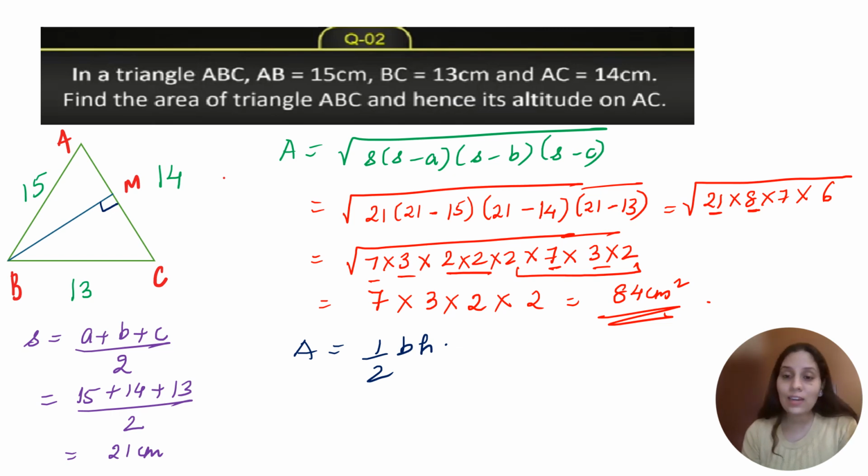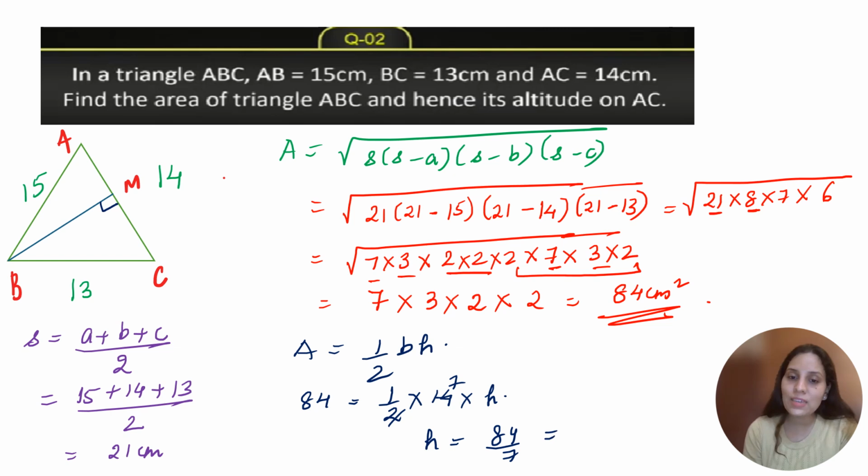Now, area of the triangle remains the same. So, area 84 is equal to half into base. This altitude is falling on the side AC, on the base AC. So the base is 14 and height is what we need to find out. So 2 into 7, 14. Height is equal to 84 by 7, which is 12 centimeters. I hope this is clear.